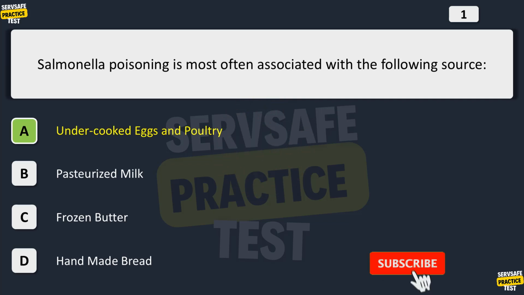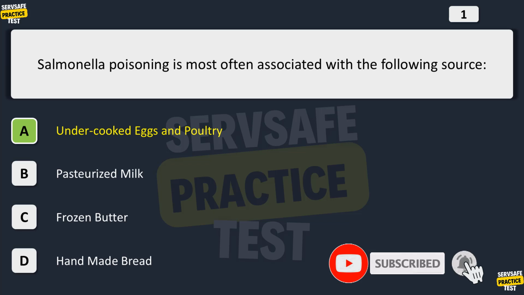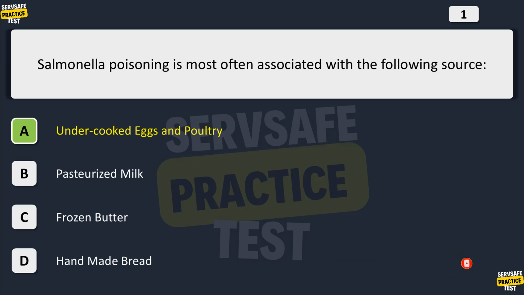The correct answer is A. Undercooked eggs and poultry. Salmonella poisoning is most often associated with undercooked eggs and poultry products. While raw milk can be a source of salmonella poisoning, pasteurized milk is not a source within the expiration date.